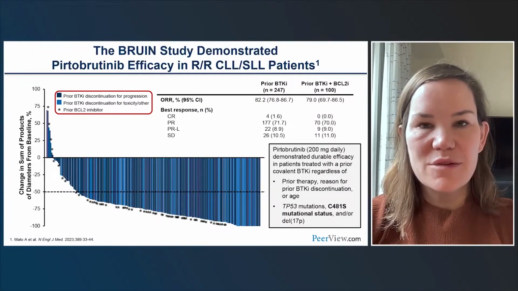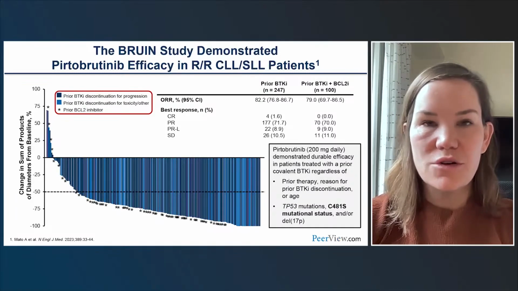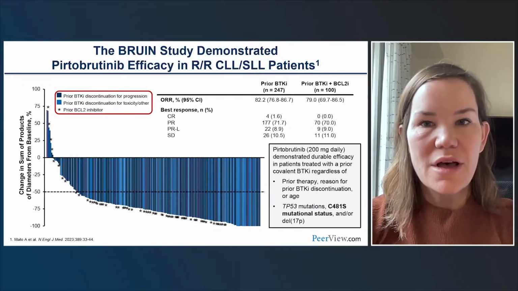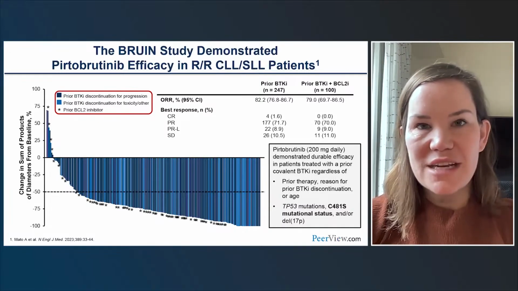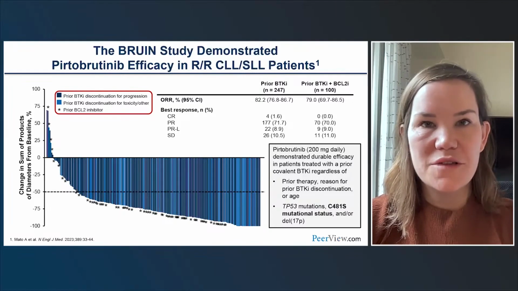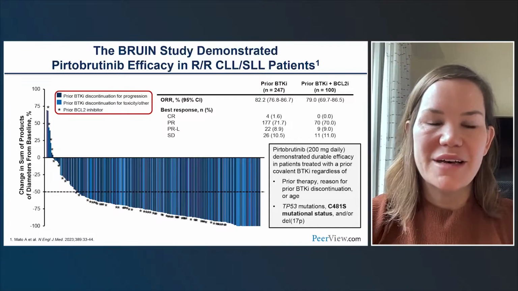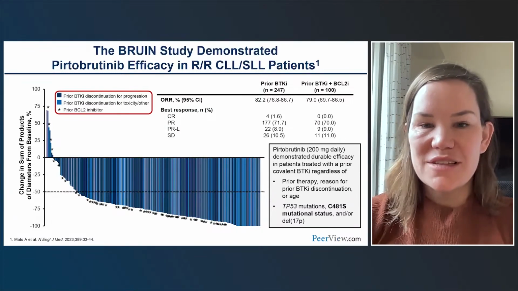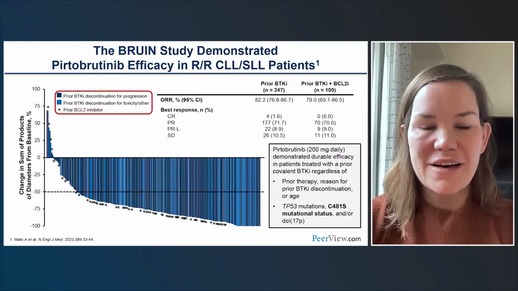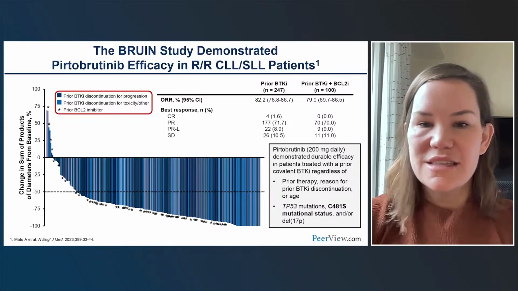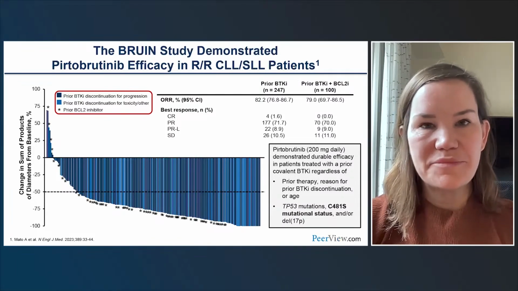The response rate was actually pretty similar to the larger group of patients who had had at least a prior covalent BTK inhibitor, but it was similar, 79%, for the patients who had had not only a prior BTK inhibitor, but also a prior BCL2 inhibitor. The pirtobrutinib efficacy is very impressive, and we see efficacy in patients who had a variety of high-risk features, including TP53 mutations, C481 mutations, etc.